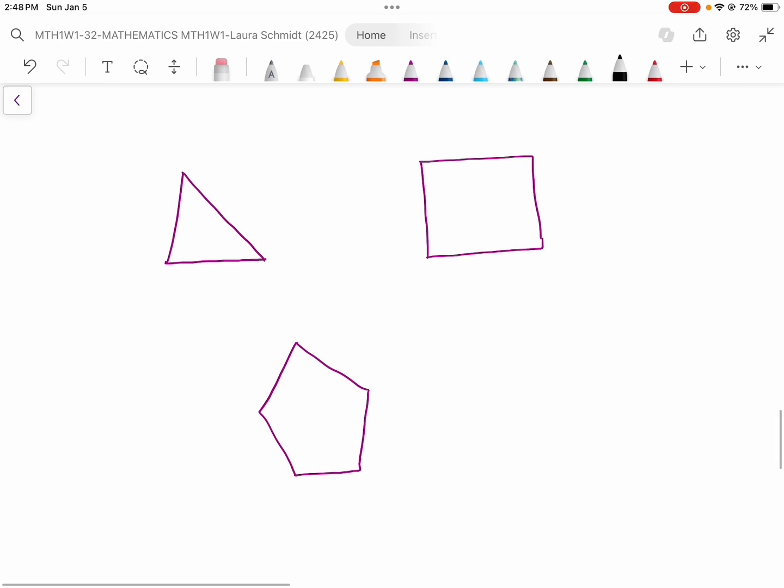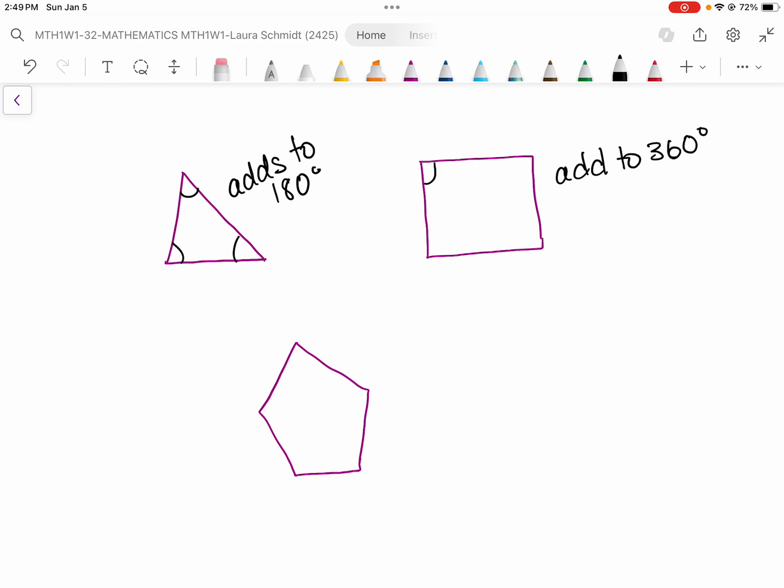We also talked about interior angles of shapes. So we know that the interior angles of triangles always add to 180. And you can actually use that knowledge to figure out any other shape. So if you had a four-sided shape, well, it can be split into two triangles. So two triangles, 180 plus 180. So that means this guy would actually add to 360. That means if you knew three of the angles, you could find the missing one because you know it has to add to 360.